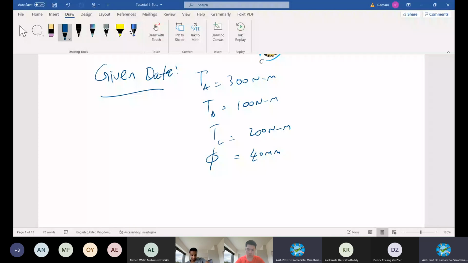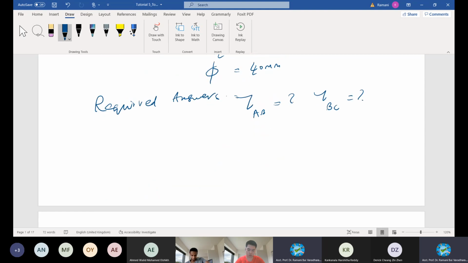And then the required solution or answer: you need to find the shear stress distribution, because it's a section, it's not at a point. Shear stress distribution for section AB, or a portion from A to B, and also shear stress distribution for a portion B to C. To differentiate only, I brought these types of questions. Last time you calculated for a point, now it is for a section. Let's do one by one.